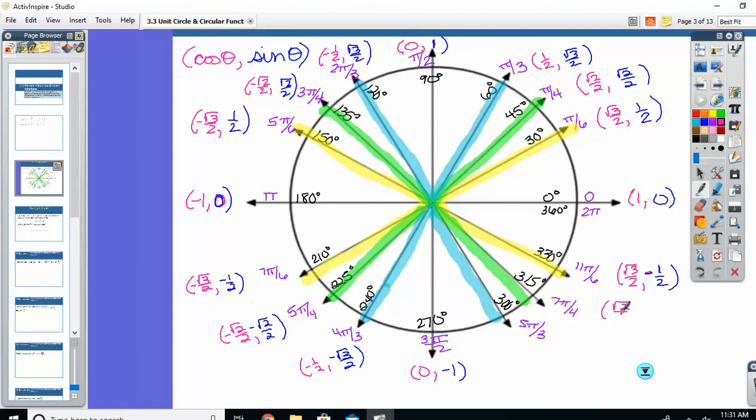Positive radical 2 over 2, negative radical 2 over 2. Positive 1/2. Negative radical 3.